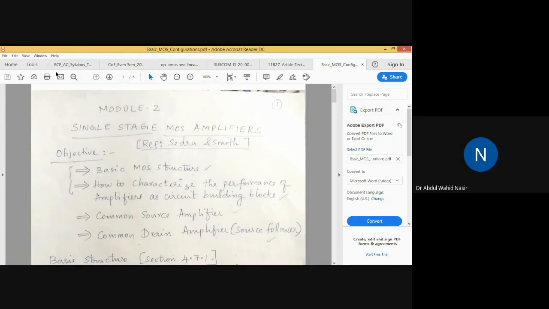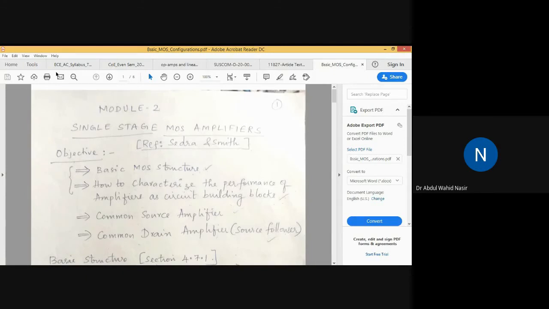Before I start discussing module 2, I have given one assignment regarding the second order high pass filter. I hope that everyone has submitted, and I got so many queries and questions regarding that assignment. Whenever I get time in the next class, I will discuss how to derive the voltage gain equation for a second order high pass filter.